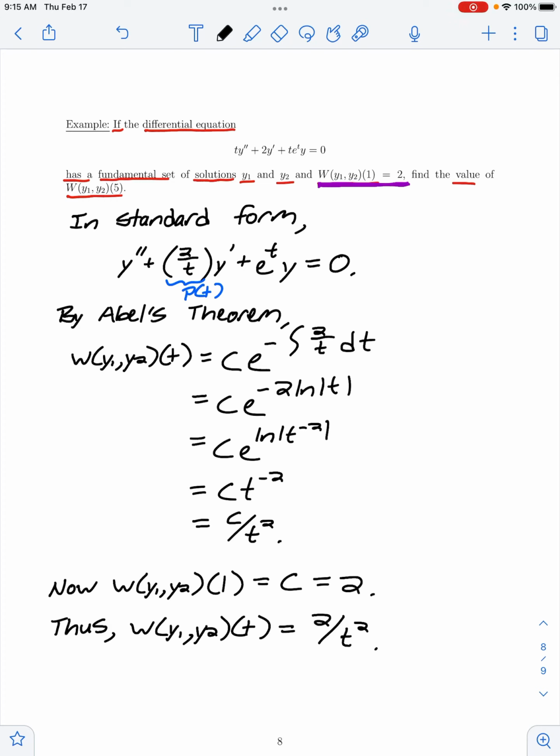And once we have this Wronskian, we can evaluate it at any other time. Here we were asked about the value at time t equals 5. So if we substitute 5 in for t, we have 2 divided by 5 squared, so 2 over 25 would be the value of this Wronskian at that time.